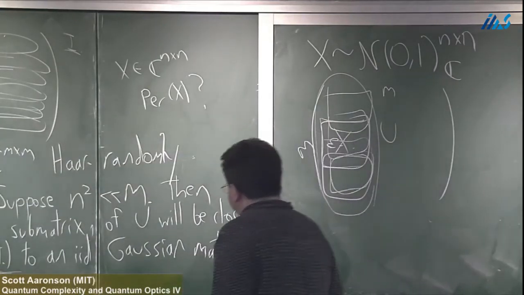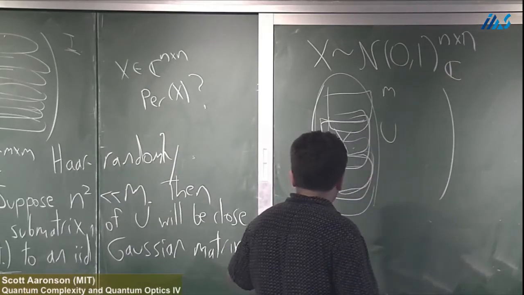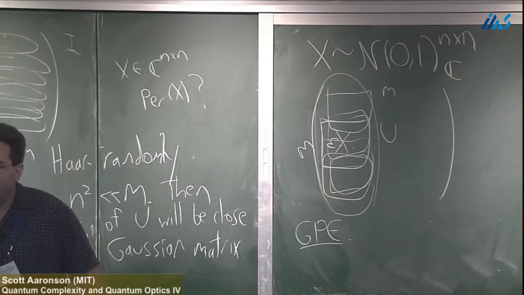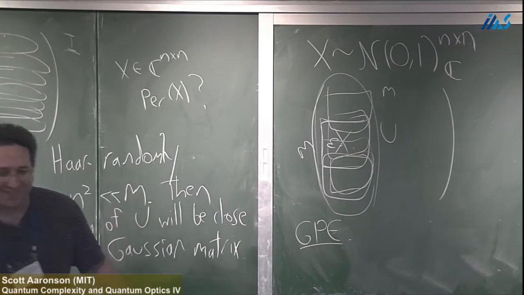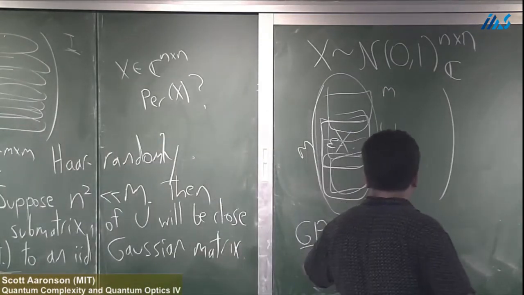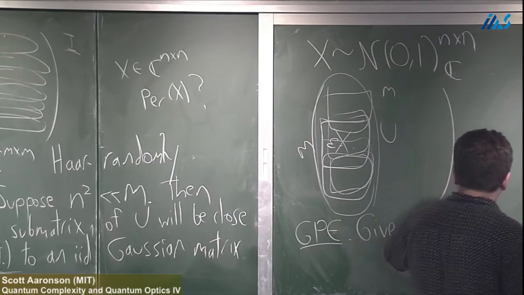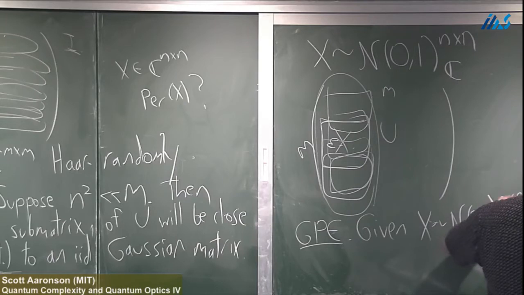Okay, so let me now define a computational problem, for clarity, which I'll call GPE, or Gaussian permanent estimation. And this is just the problem that you're given one of these IID Gaussian matrices.